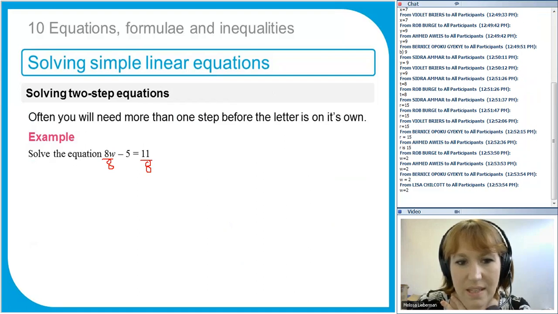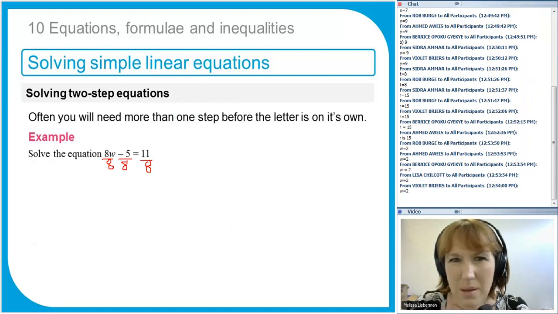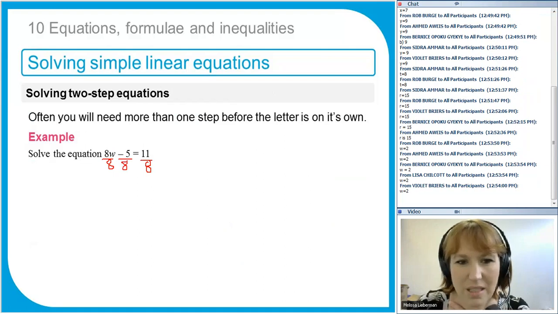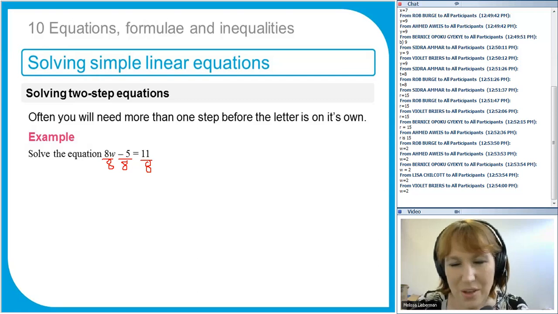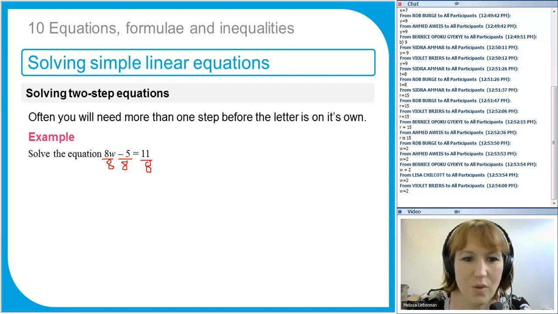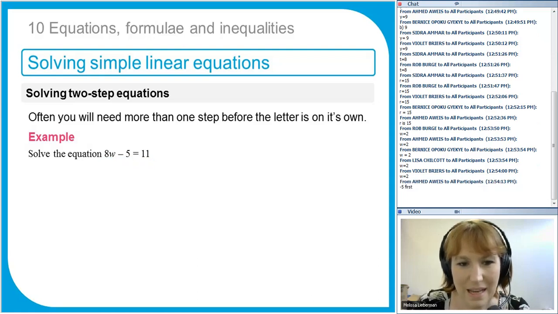But then I'd also have to divide this by 8 because everything in the equation would have to be divided by 8. And it would be a big mess because I'd have to work out -5 divided by 8 and 11 divided by 8. And I'd have the W on its own, but then the rest would be some very difficult arithmetic. So rather than divide by 8 on the first step, I divide by 8 in the second step. What I would advise with this one is to sort out the -5 first.